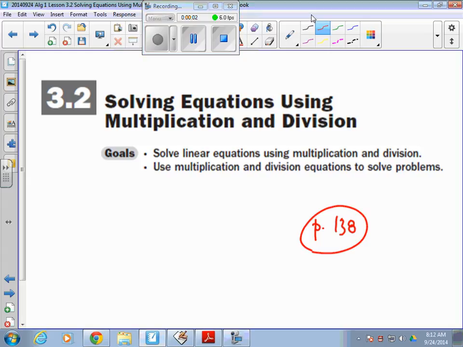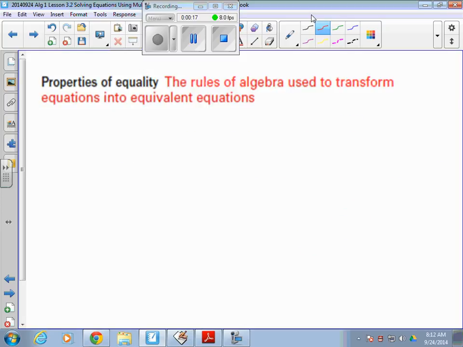This is Algebra 1, Lesson 3.2, solving equations using multiplication and division. Just like the last couple of days doing addition and subtraction, we're undoing problems by using multiplication and division, beginning on page 138. Few definitions to start.